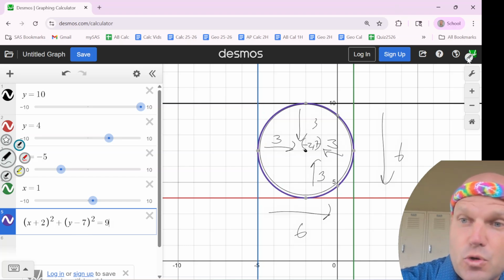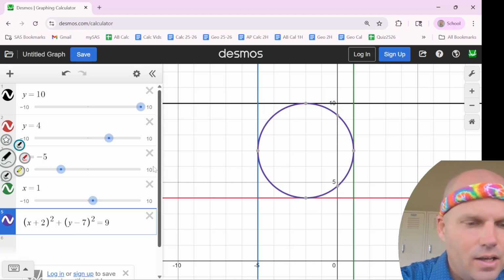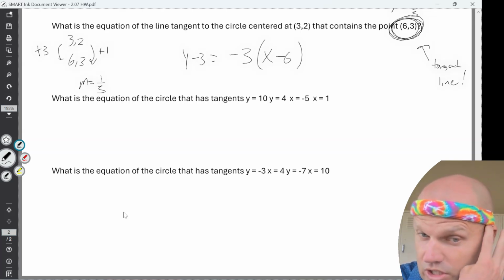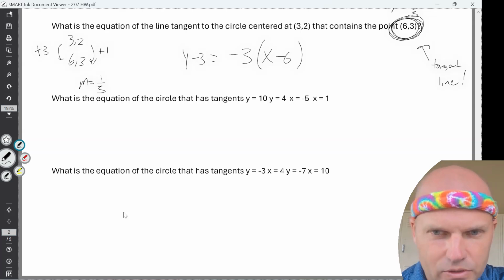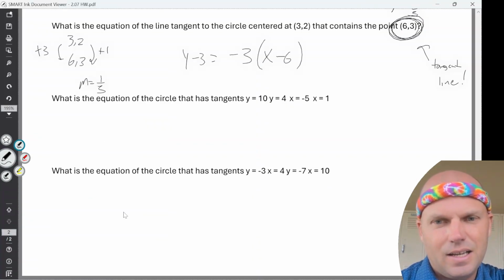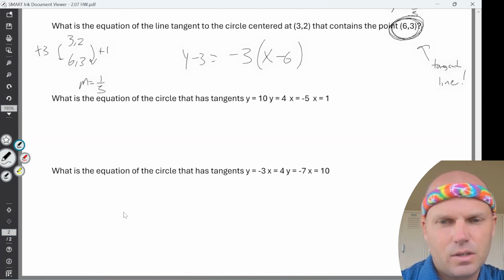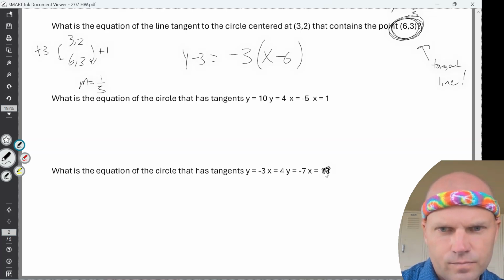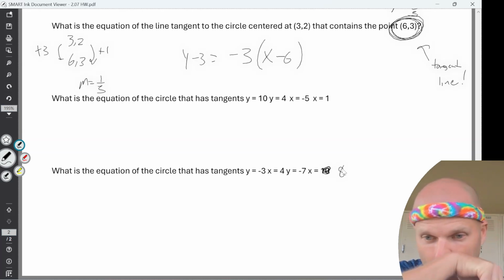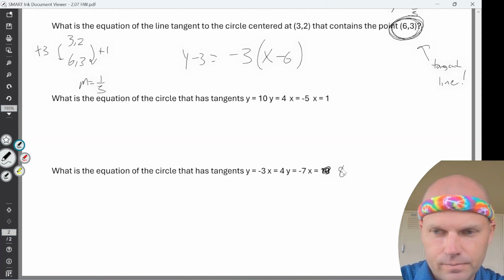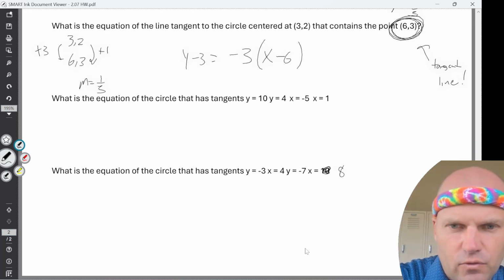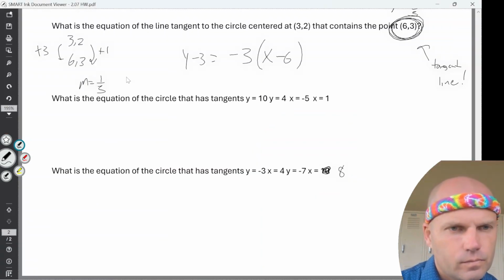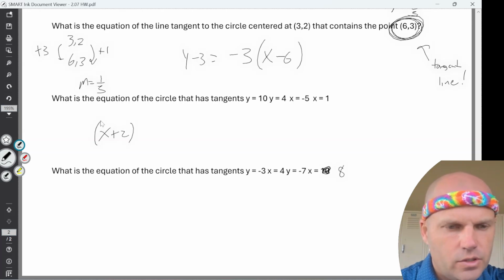Let's see if you can do that on the last question, where the tangents are y = −3, x = 4, y = −7, and x = 10. This doesn't work. Change this to 8. I've got to change it on your homework, which I will. So y = −3, x = 4, y = −7, x = 8. Let me write down the answer to this question.